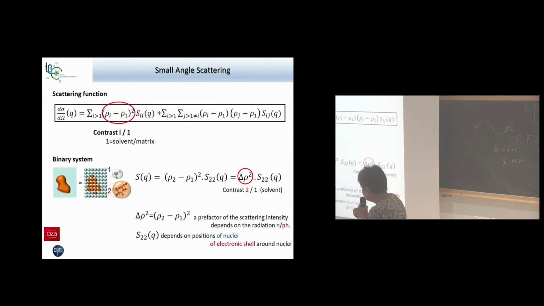So this prefactor of the scattering intensity depends on the radiation. It depends if it is neutron or X-ray, while the scattering function reveals the fluctuation of the nuclei or of the electronic shell, which are nearly close, but there are some differences.